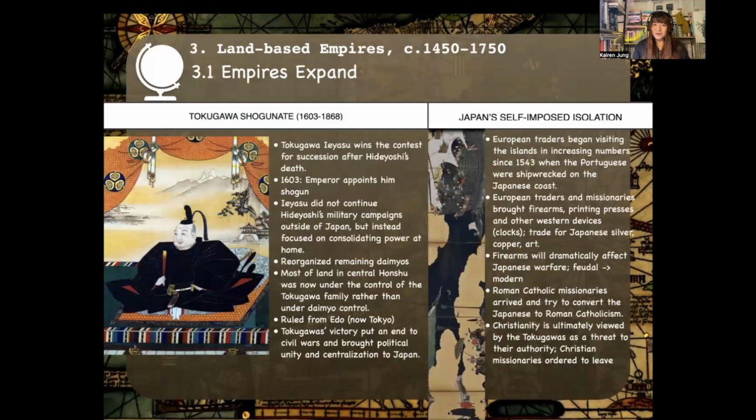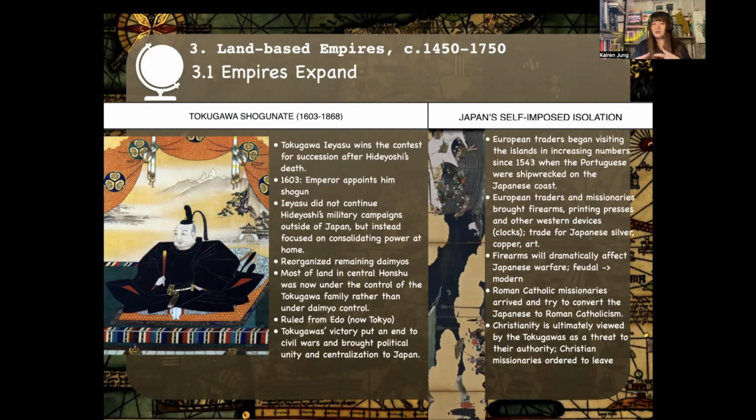The Tokugawa shogunate was around this time, between 1603 and 1868. Tokugawa Ieyasu won the contest for succession after Hideyoshi's death. And so in 1603, the emperor appointed him the shogun. Ieyasu did not continue Hideyoshi's military campaigns outside of Japan, but he focused on consolidating power at home. He reorganized the remaining daimyos.